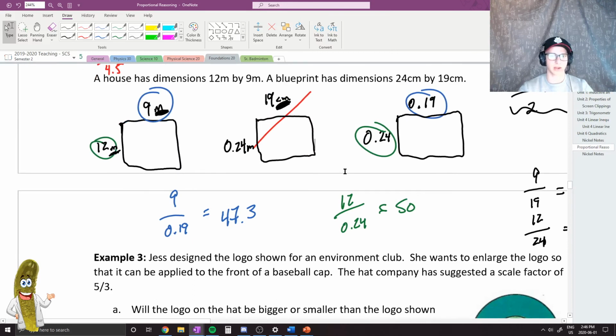Moral of the story, kind of the summary of what I'm saying, in one diagram, have all the same units. So in the blueprint, have it all centimeters or all meters. In the house, have it all meters or all centimeters. Don't have mixed units in one object.